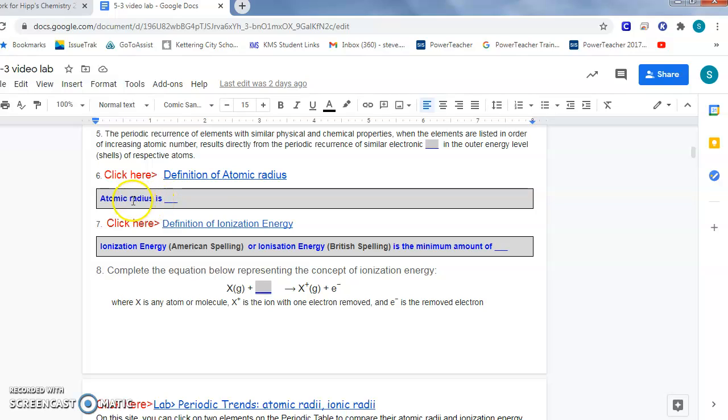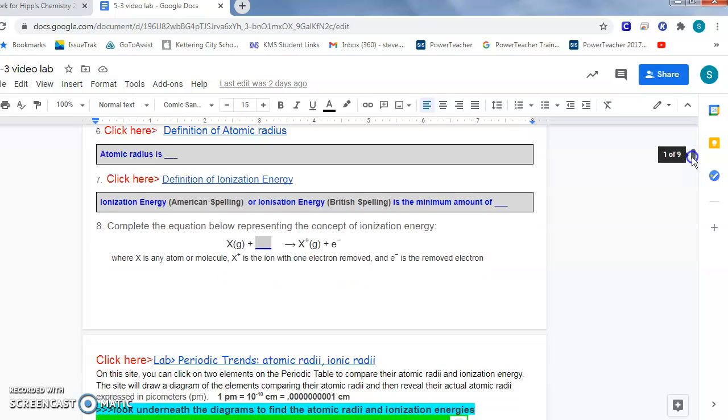This is completion, atomic radius is, and when you click on definition, it'll complete that for you. Click on definition for ionization energy, and you'll complete the definition for ionization energy by starting at the blank and adding everything after that. And then they give you an equation for ionization energy. Look at that equation and fill in what is missing on that equation in the gray box.